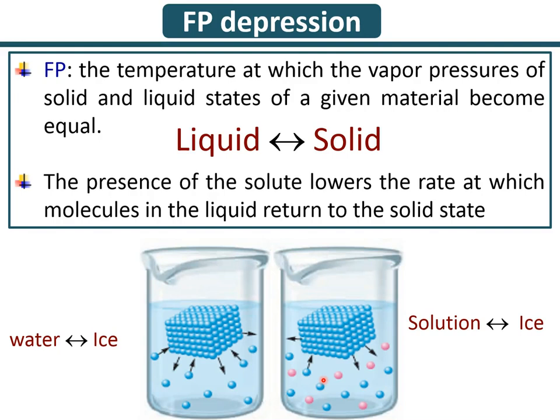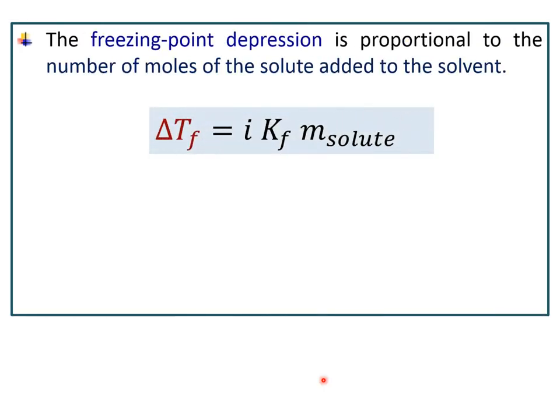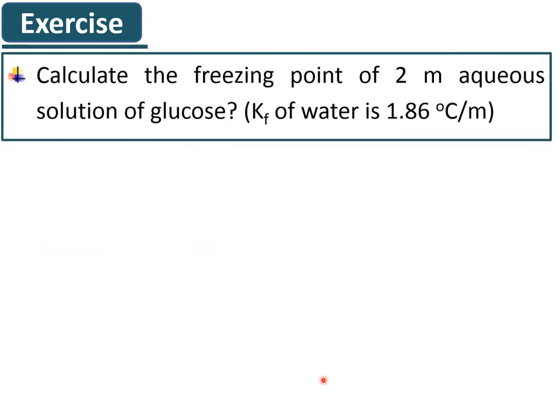So a very similar rule will be applied now to calculate delta TF. And the KF here is the freezing point depression constant. Also, the difference depends on the molality of the solution. Okay? So, a similar exercise: calculate the freezing point of a 2 molal aqueous solution of glucose, and it is giving now KF for water. Okay? So, we calculate this, and delta TF will become 3.7 degrees.